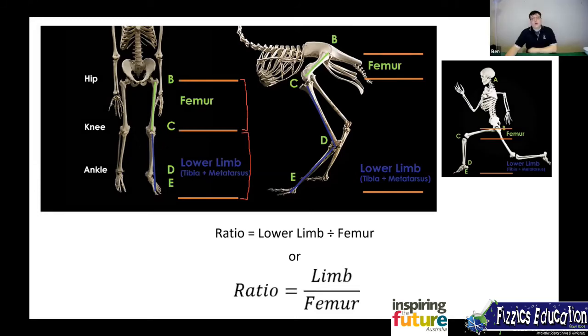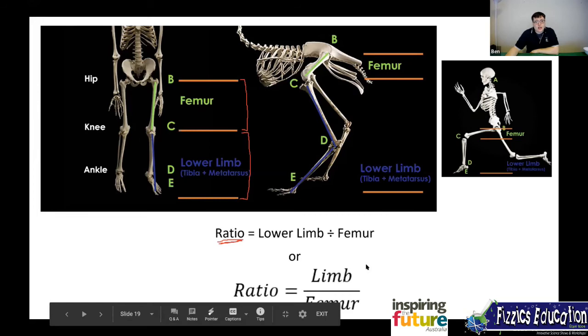All right, I can see that there are some people doing their measurements, but friends, you don't need to tell us what the measurements are. All you need to do is put those numbers in this equation at the bottom. The ratio, which is the answer we want, and a ratio is just a way to compare one number to another number, is your lower limb number divided by your femur number.